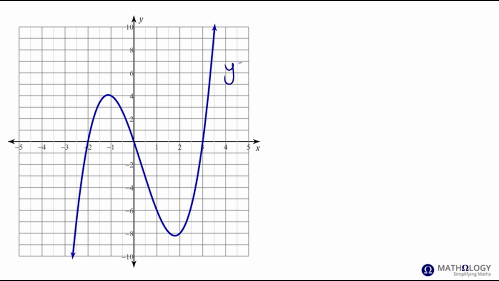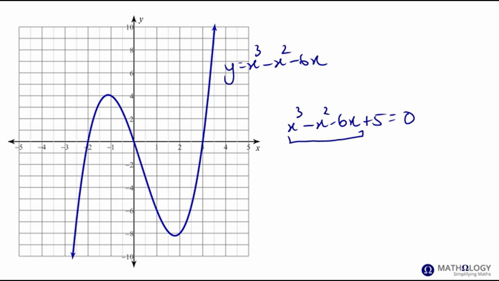So this function is y equals x cubed minus x squared minus 6x. They want us to solve the equation x cubed minus x squared minus 6x plus 5 equals 0. The first three terms here represent y, so essentially y plus 5 equals 0, y equals minus 5. They want us to find x when y is minus 5. So we go to minus 5, move across to the function, and then use your ruler, drop a perpendicular up to the x-axis and read off that value of x.